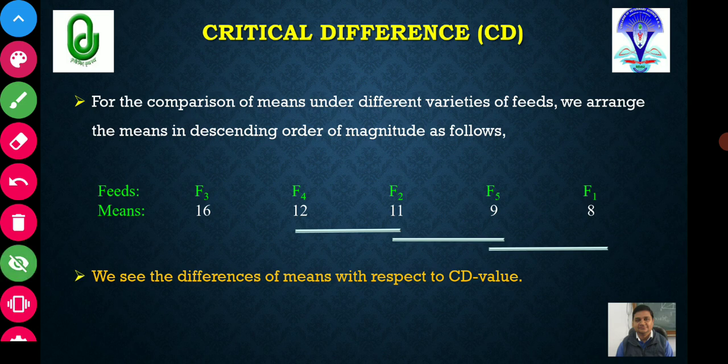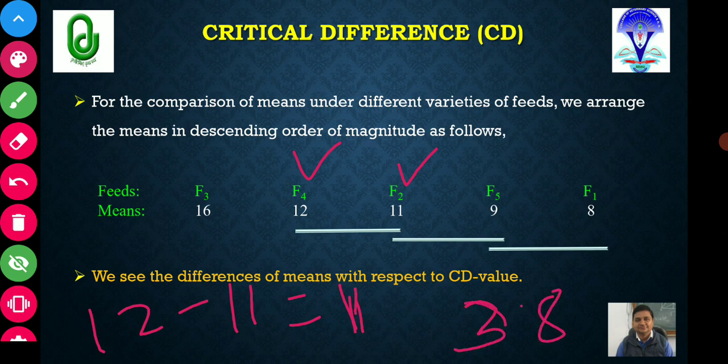Test the second mean. Suppose it is 12 and 11: F4 is 12, F2 is 11. So 12 minus 11 is equal to 1. And your calculated CD value is 2.8. So this calculated CD is greater than the difference. So what will happen? These two means, F4 and F2, are one and the same. They are not significantly different. So if they are not significantly different, you have to underline this.